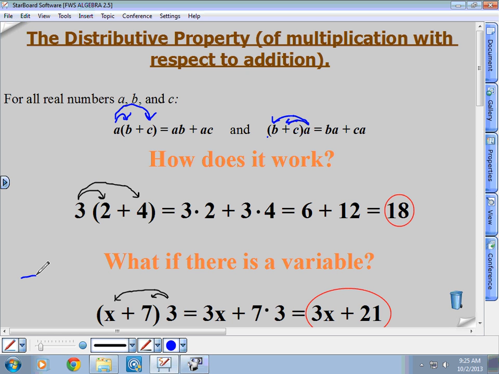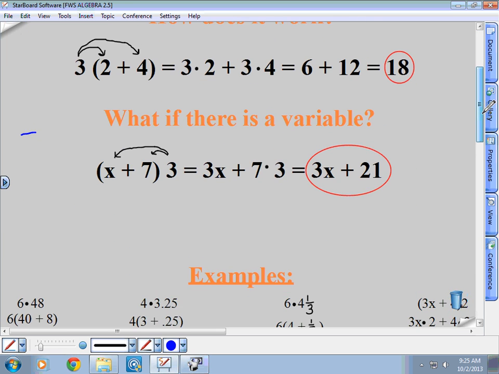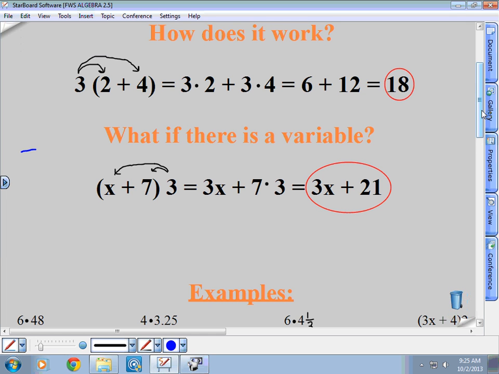All right, so let's see how this works with some actual numbers, because I think that makes more sense to you guys than seeing the letters. So let's see. If I'm going to multiply the sum of 2 plus 4 times 3, I know what you're thinking. The first thing you're thinking is, why not just add the 2 plus 4 to get 6, multiply by 3 and get 18, which is our answer.